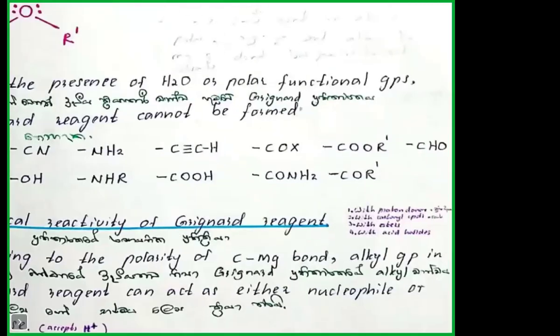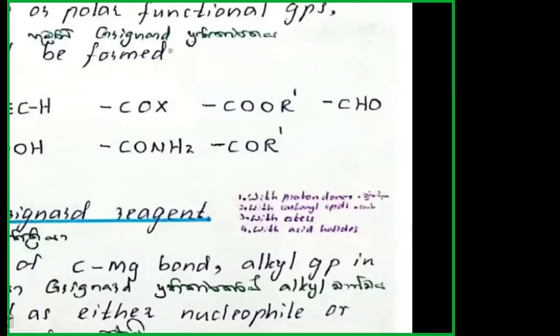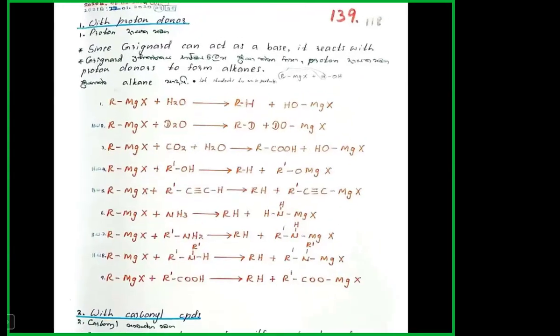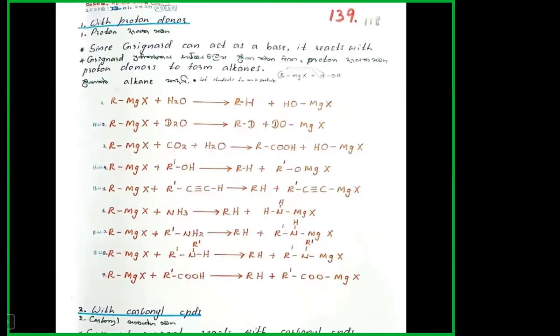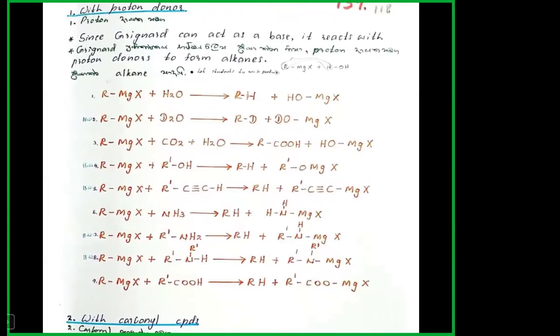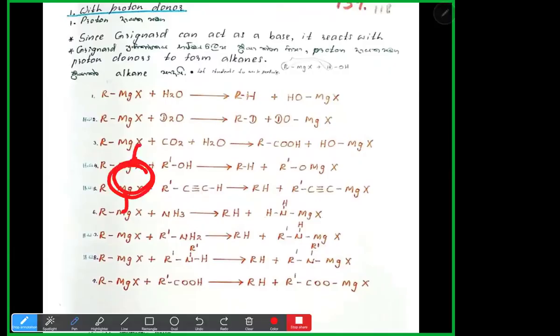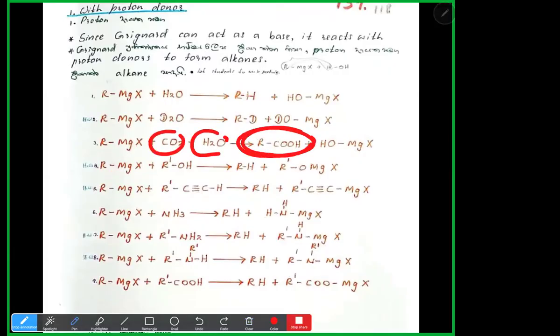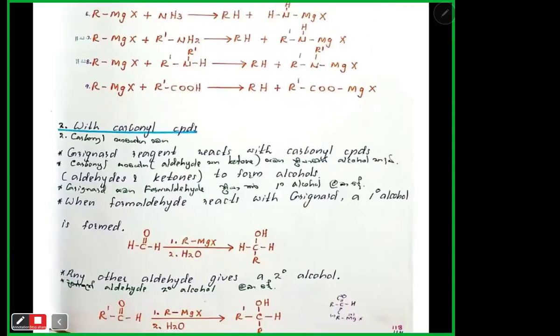So we are going with the reactions of Grignard. The main reaction is with proton donors. Grignard can take H plus from any H plus giving compound and convert into alkanes. Only difference is here, with carbon dioxide and then water, it is making carboxylic acid. Memorize that. All the others are normal reactions.